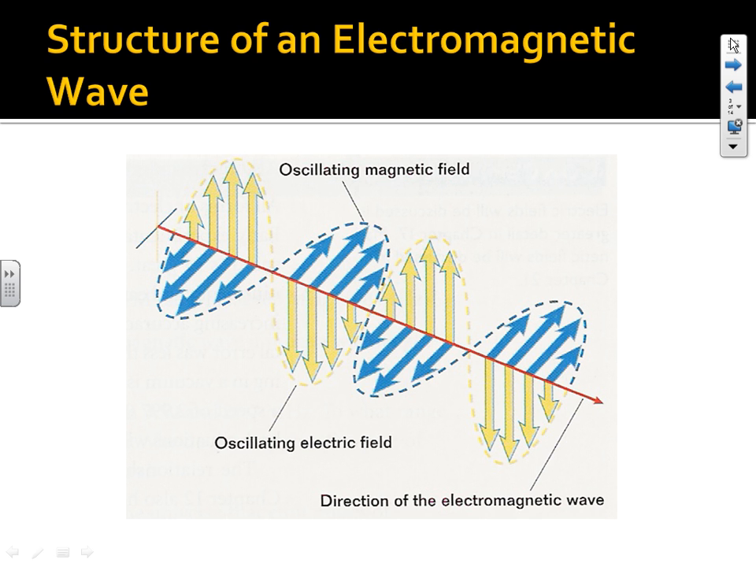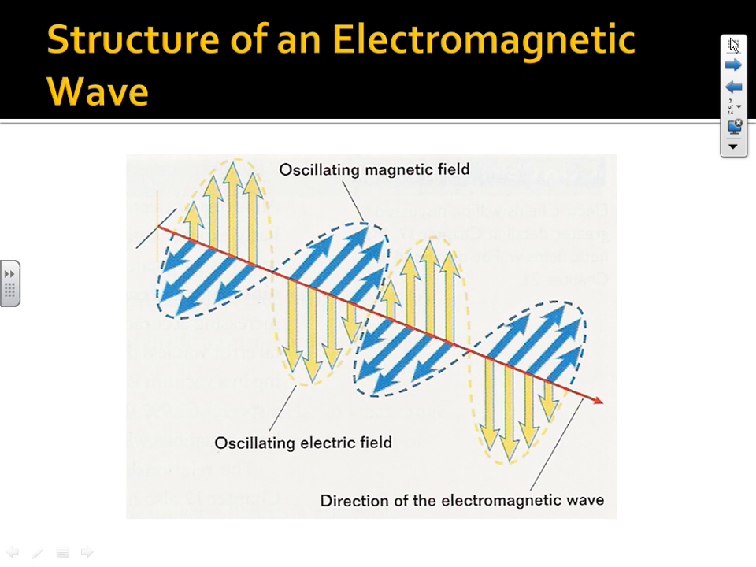A transverse wave, we said, vibrates which way in relation to the wave movements? Perpendicular, right? So it can either go up and down, or it can go side to side as the wave is traveling forward. What happens with an electromagnetic wave is that there are actually two waves. One of them is electric, one of them is magnetic. And one of them vibrates up and down as the other one vibrates side to side.